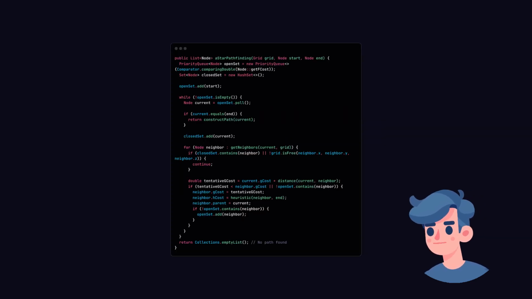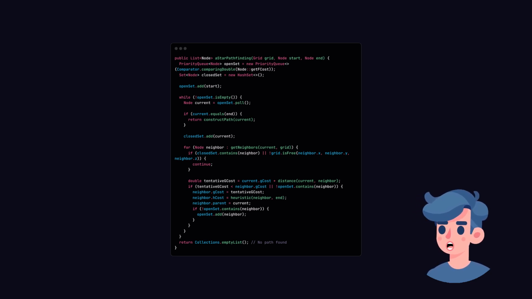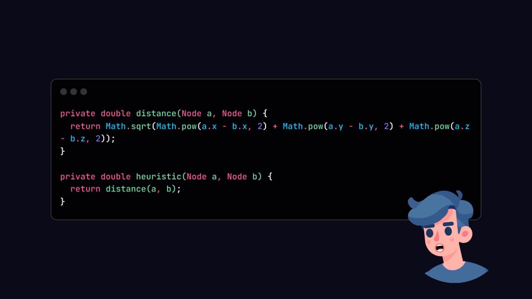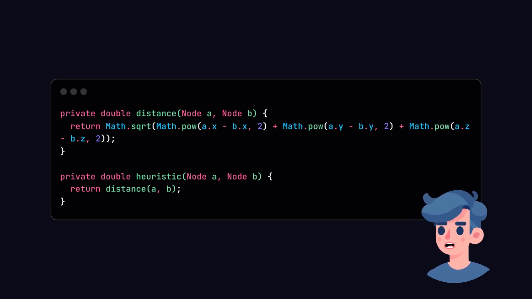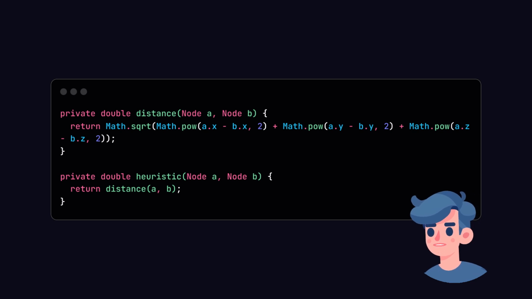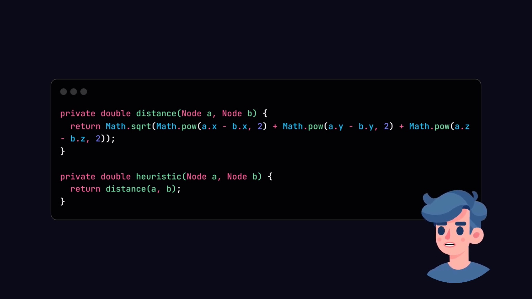Next, we will implement our A* algorithm method. This method will take the start and end coordinates and return a list of nodes representing the path. In the A* implementation, we maintain a priority queue to keep track of nodes we need to explore. We also use a closed set to track nodes we've already evaluated.